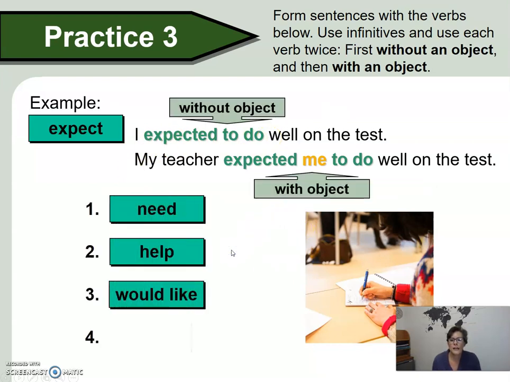Now, go ahead and complete sentences or write sentences for each one of these verbs. Notice the use of infinitive right after the verb, and notice the use of an object plus infinitive.